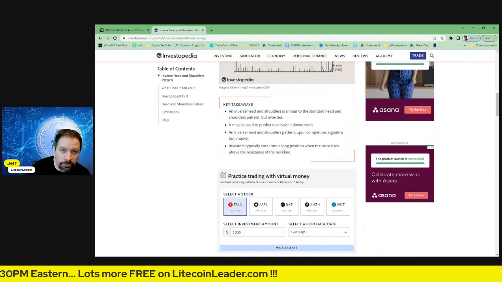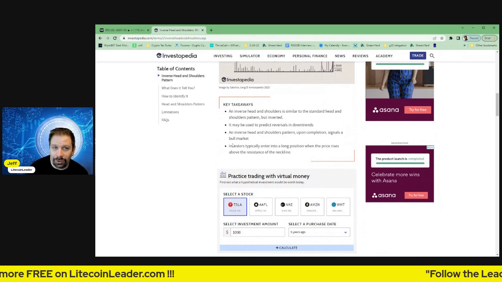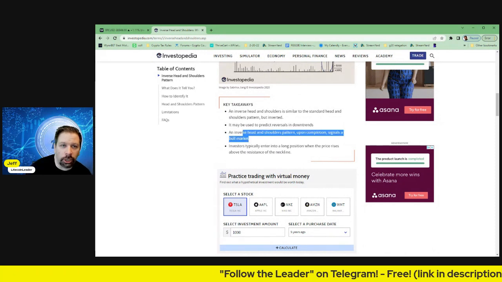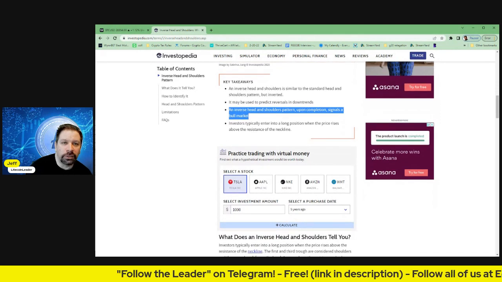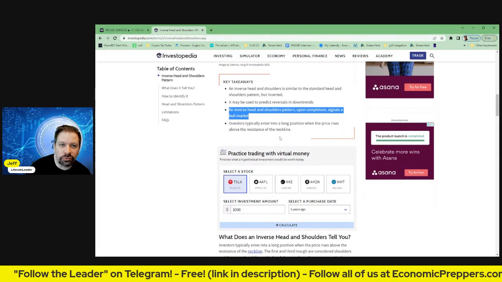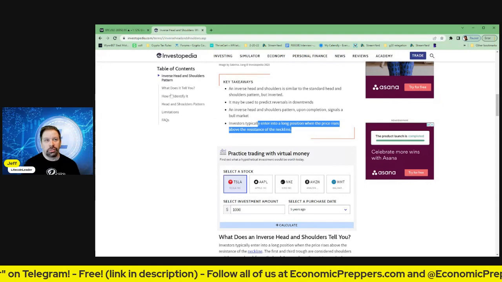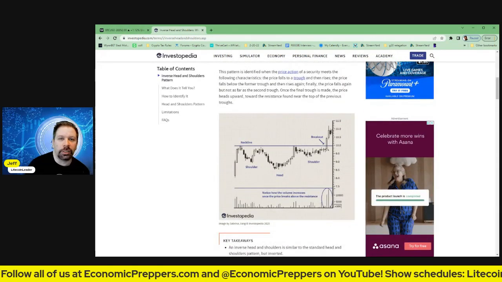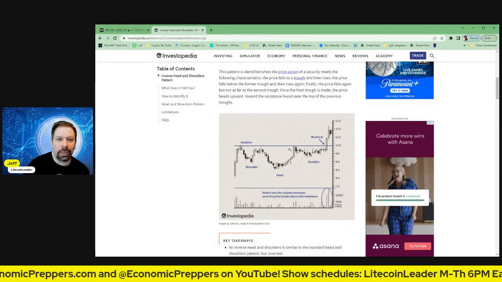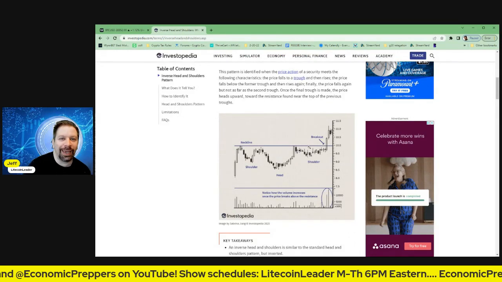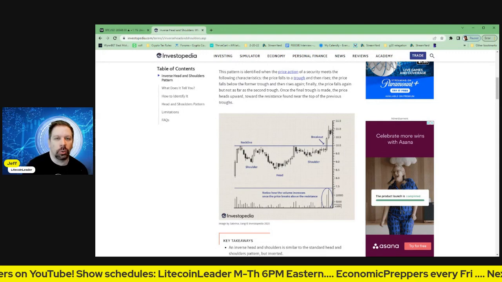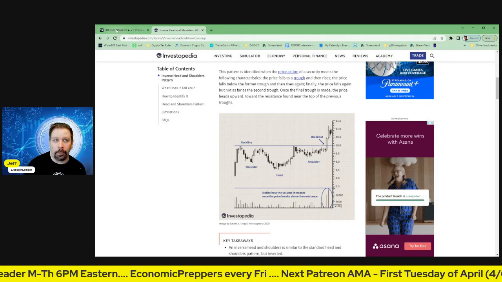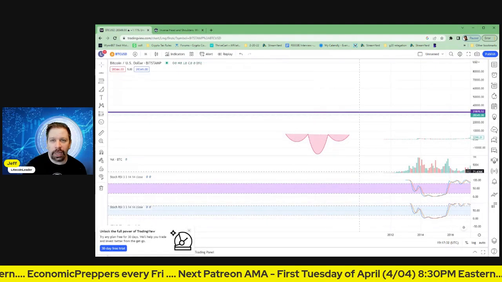It predicts reversals of downtrends, not always. So an inverse head and shoulders pattern upon completion signals a bull market. That's what we want to find. Investors typically enter into a long position when the price rises above the resistance of the neckline. Not financial advice, but when it gets above the resistance of the neckline, that's the breakout. There's going to be a lot of people saying, I bought here at 10, whenever it gets to 10, I'm selling. So if it breaks the 10 line, that means there's more people buying than selling, and it should run upwards. So if we could find an inverted head and shoulders, that would be great.